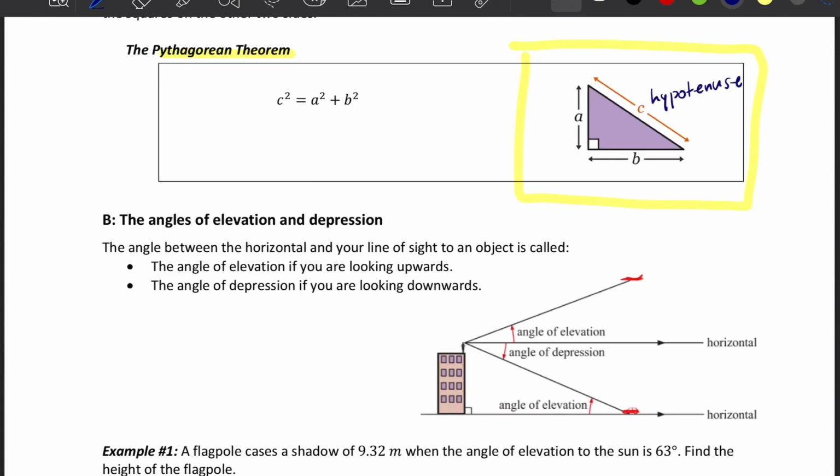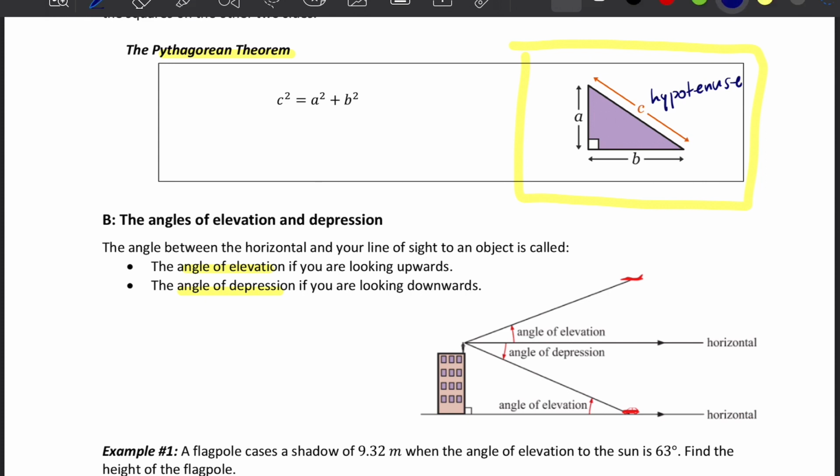Now let's talk about the angle of elevation and depression. When you look at an object above you, that's called the angle of elevation. Similarly, when you look at an object below you, that's the angle of depression.